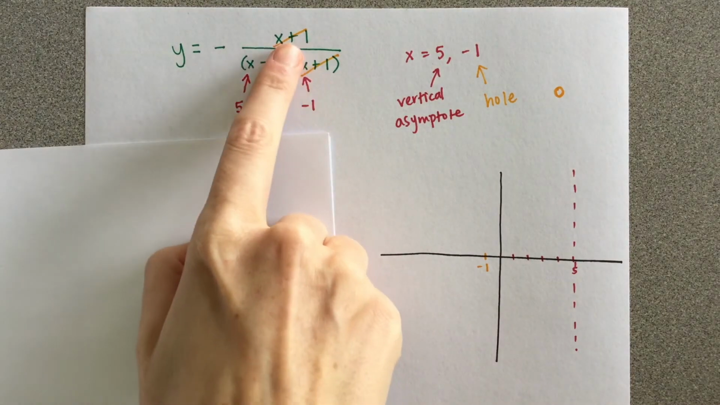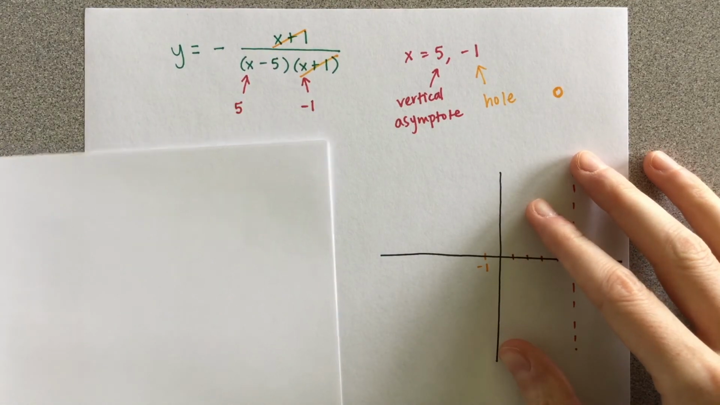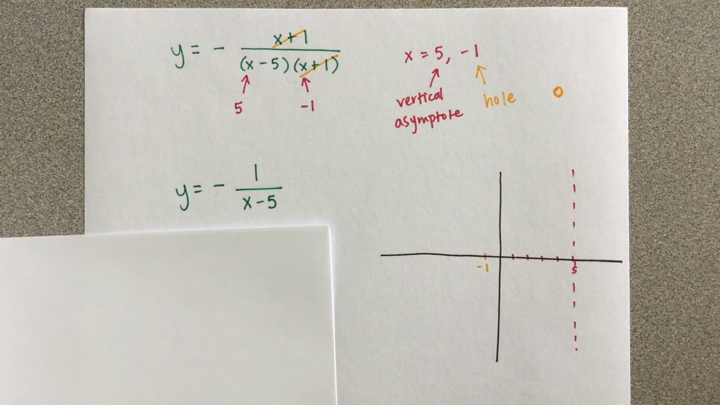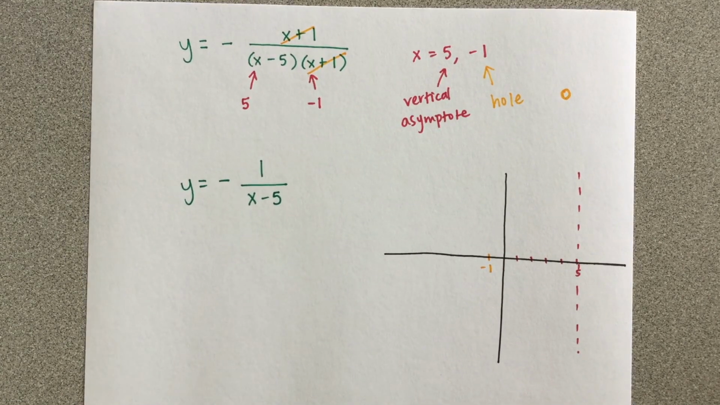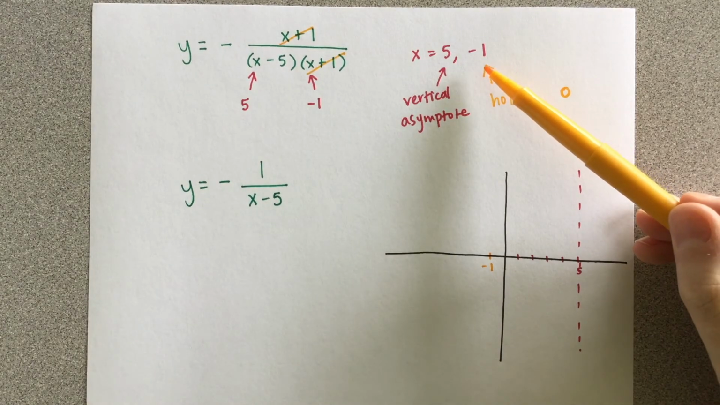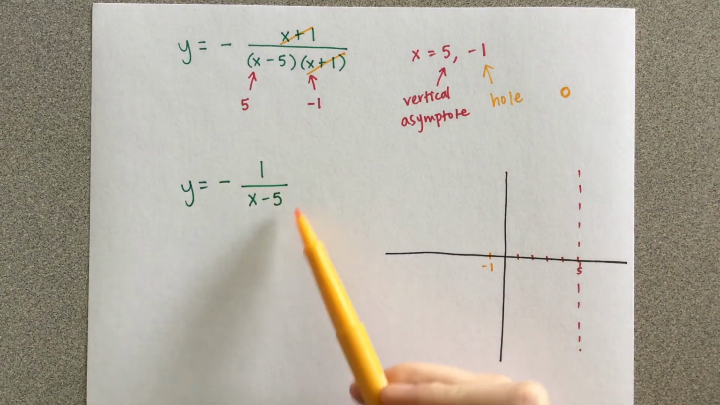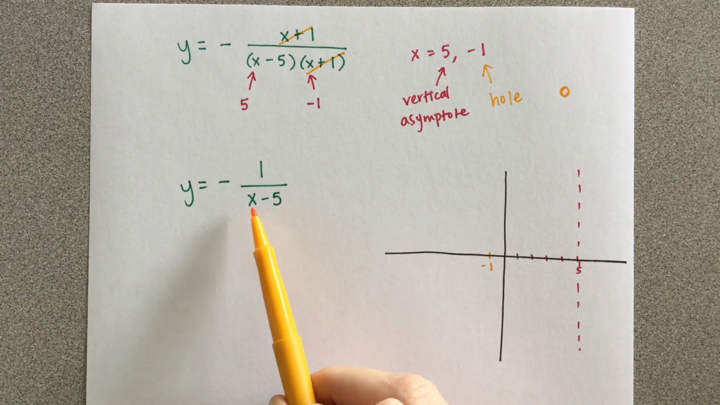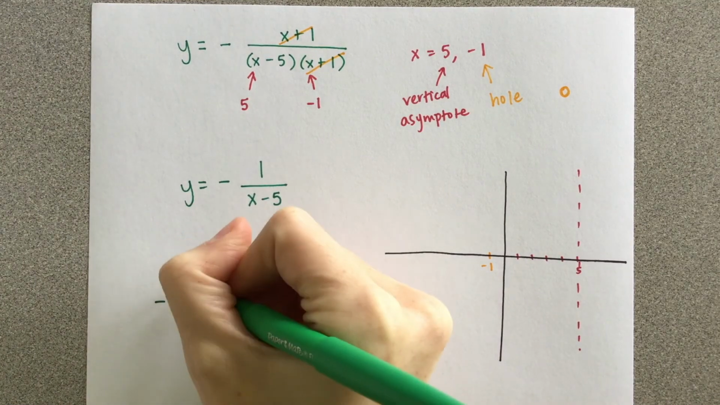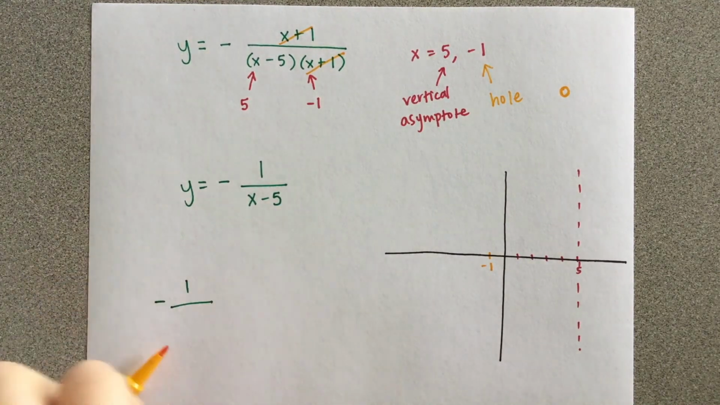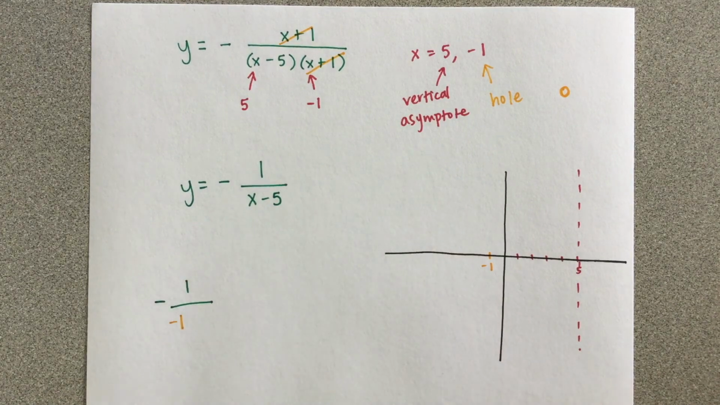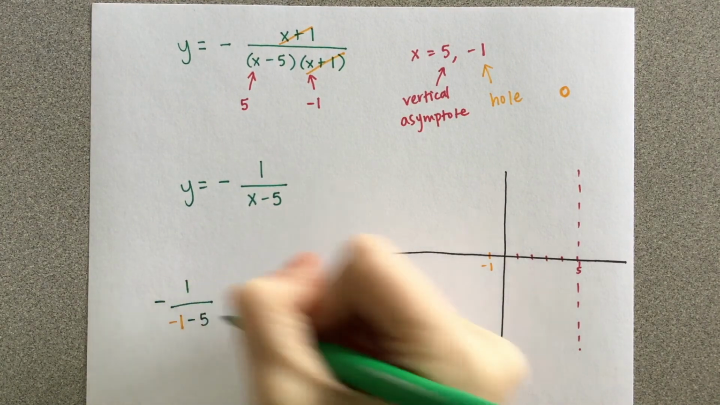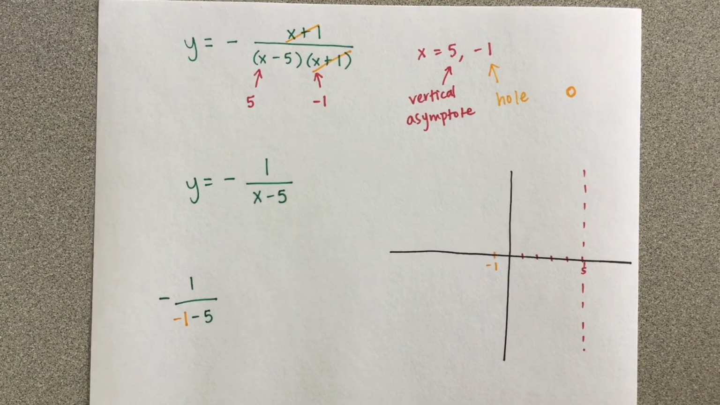So this equation did simplify if we canceled out the x plus 1's. And so the simplified form of that equation would look like this. So y equals -1 over x minus 5. So if we want to figure out where the y coordinate of the hole is, we know that the x coordinate of the hole is at -1. So in this equation, I'm going to plug in a -1 for x. So this would be -1 over -1 minus 5. This will get us the y coordinate of the hole in the graph.